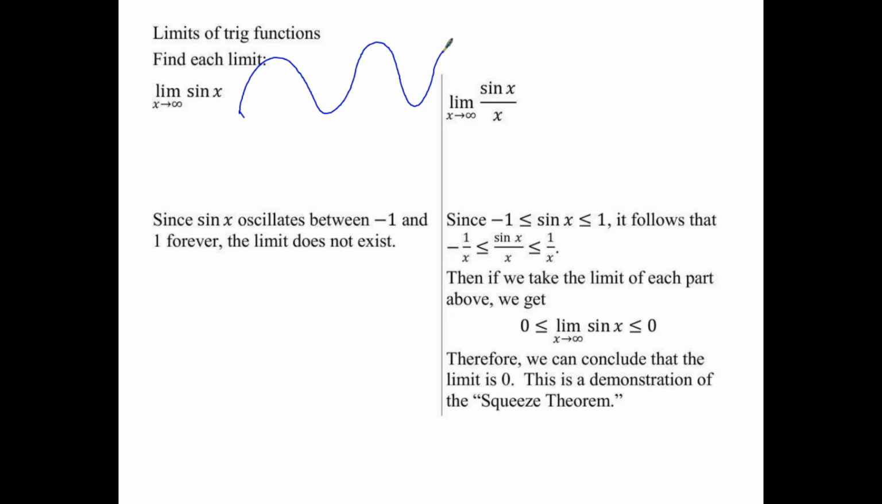Does it get stuck on a horizontal line? No, it oscillates between two horizontal lines, but that's not what a horizontal asymptote is. Okay? So what is the limit as x approaches infinity of sine x? What is this notation asking for? Yeah, what is that asking for? The horizontal asymptote. Thank you. It's asking for a horizontal asymptote. Is there one here? No. So you say does not exist.